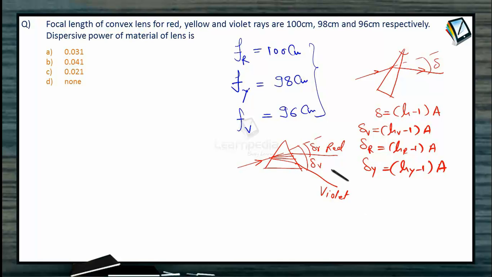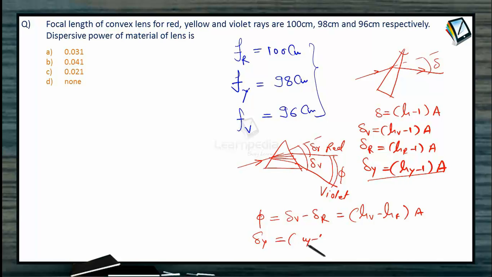Several terms are defined here. For example, the angle between the red and the violet color, suppose we denote it with phi. Then phi is equal to delta violet minus delta red. Delta violet minus delta red is mu violet minus mu red into A. And delta for the yellow color is taken as the average deviation for all colors, so delta yellow is mu yellow minus 1 into A. This particular thing, phi, is known as angular dispersion.